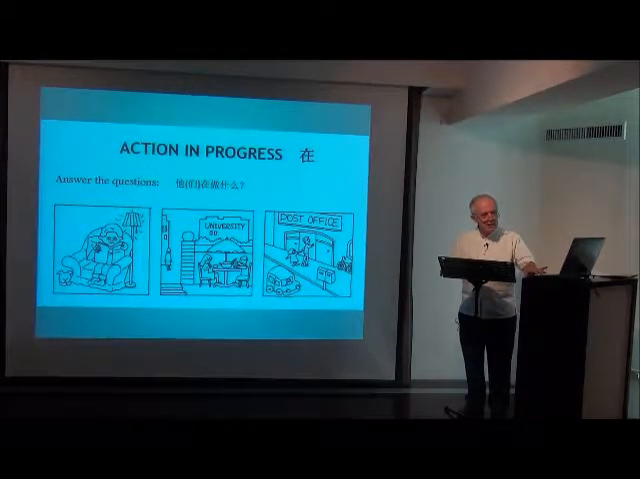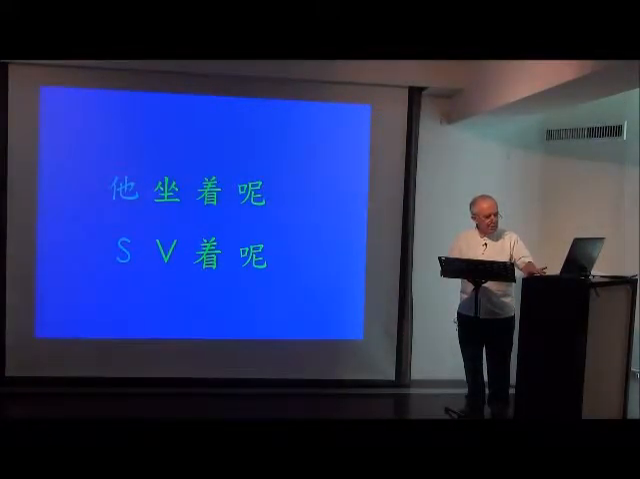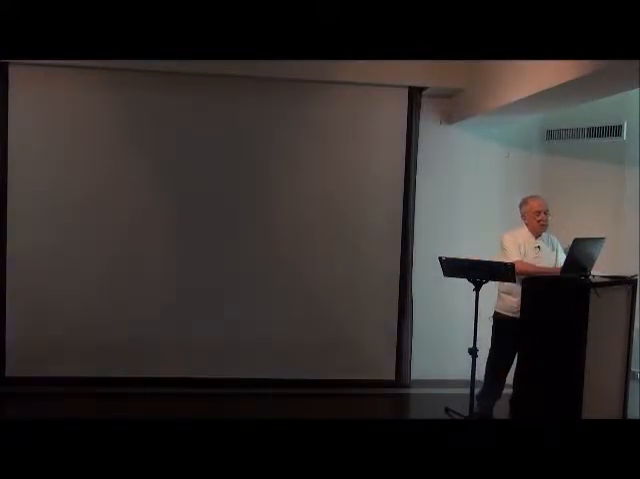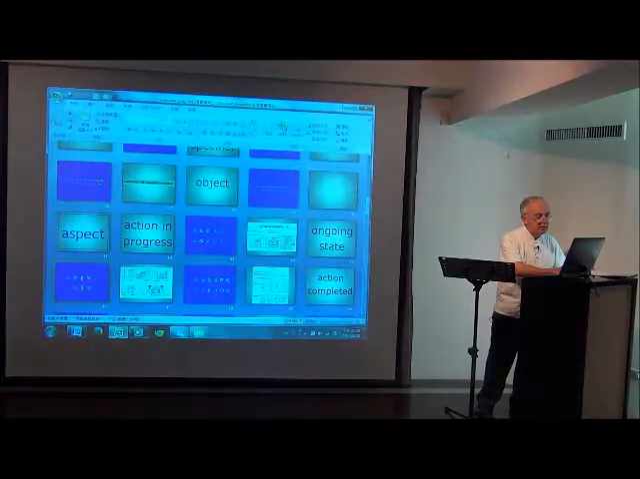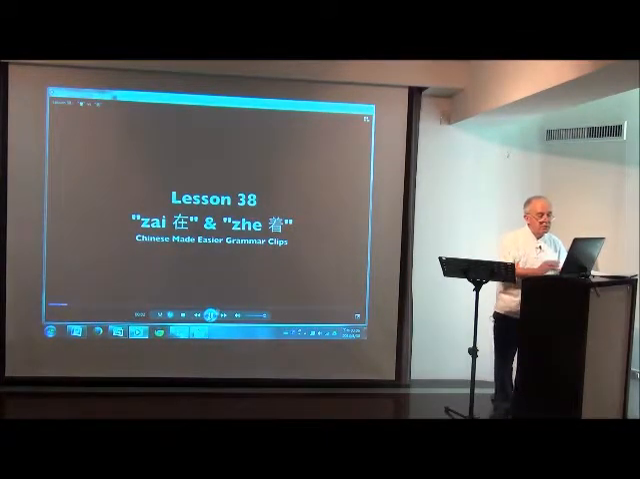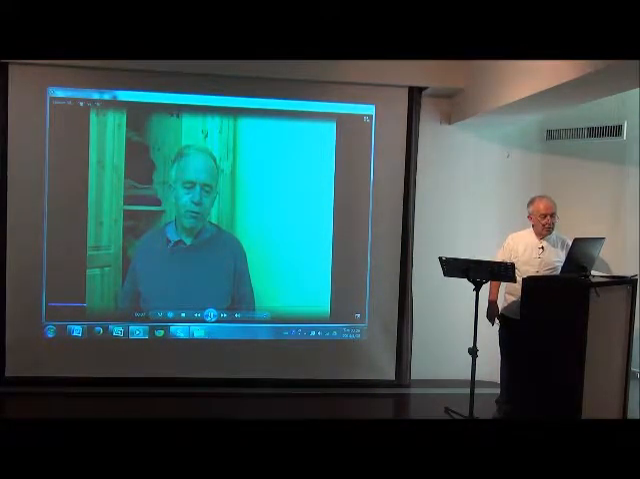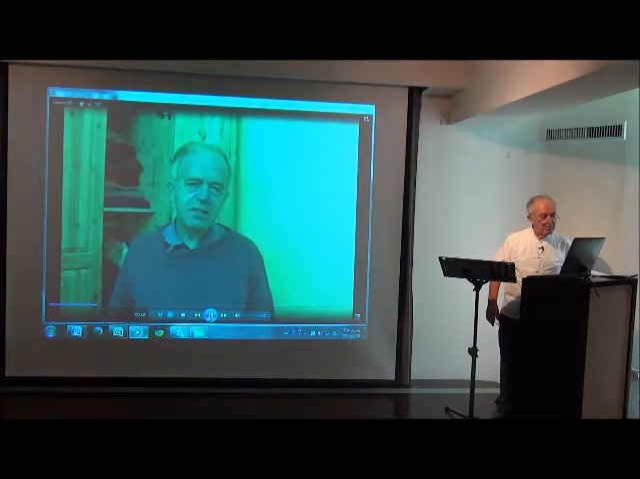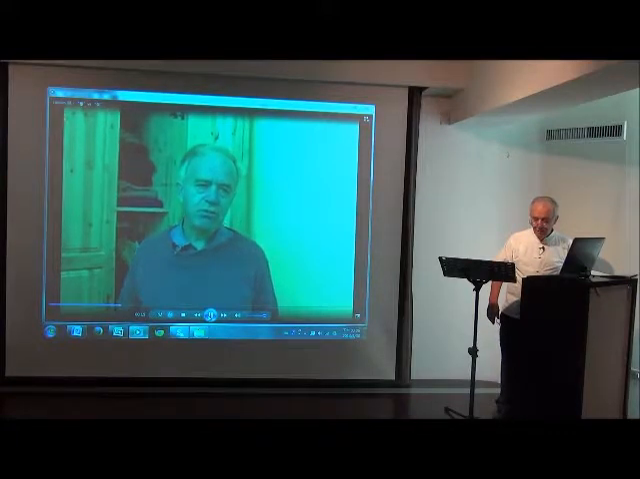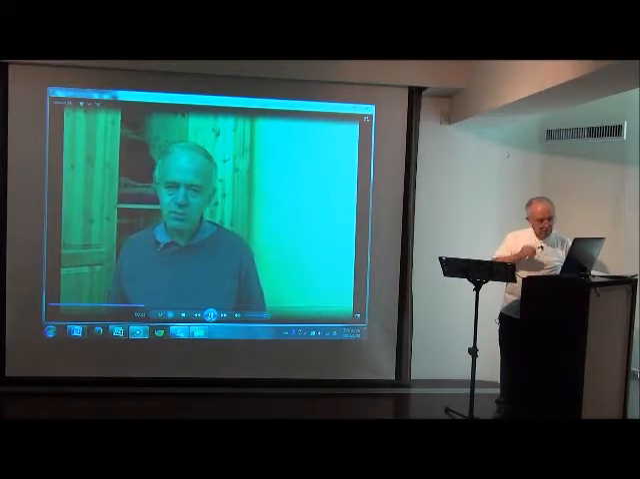But something that's similar is ongoing state. 他坐着呢. So let's just look at a grammar clip and hope we find this helpful. We've already learned that 在 can mean action in progress. Then when we come to lesson 38, we learn about 着, which also seems to mean action in progress. What's the difference? And let me use two illustrations.